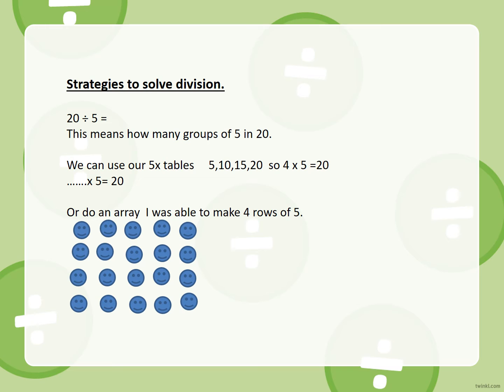So we need to use our 5 times tables because it says divide by 5. So 1 times 5 is 5, 2 times 5 is 10, 3 times 5 is 15, 4 times 5 is 20. So the answer to 20 divided by 5 equals 4. You can also work this out by drawing an array. So I was able to make 4 rows of 5 in each. Again, the answer is 4.